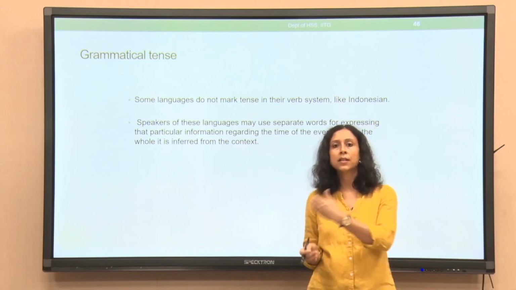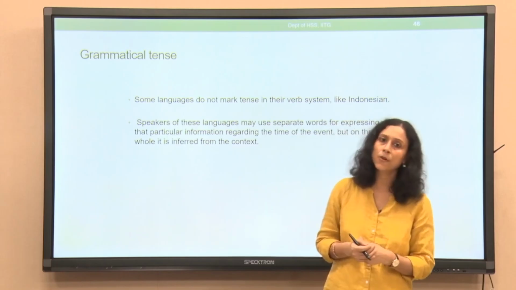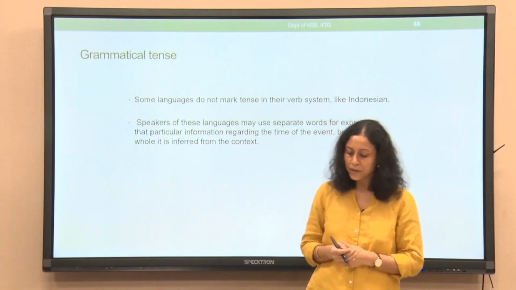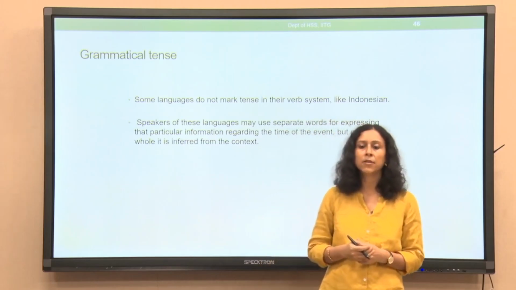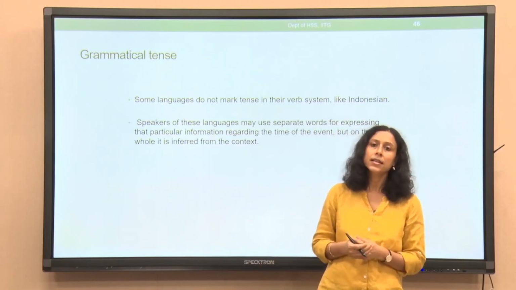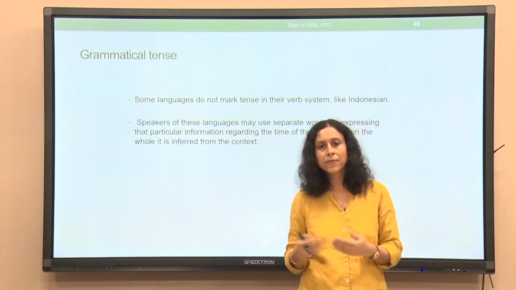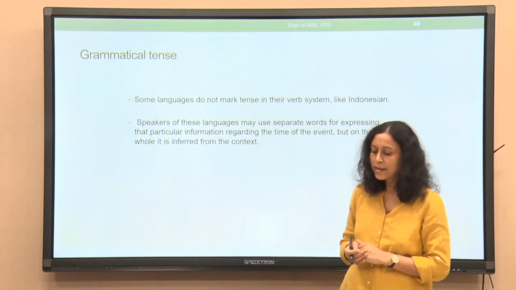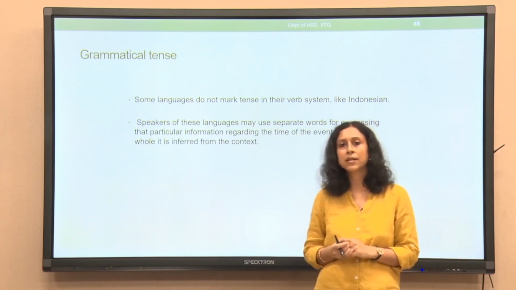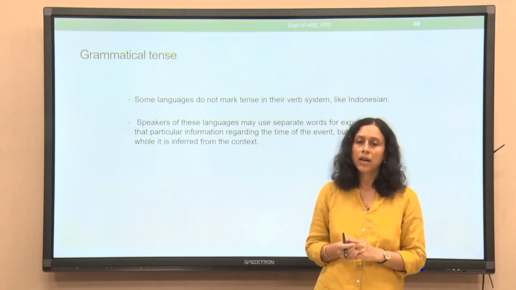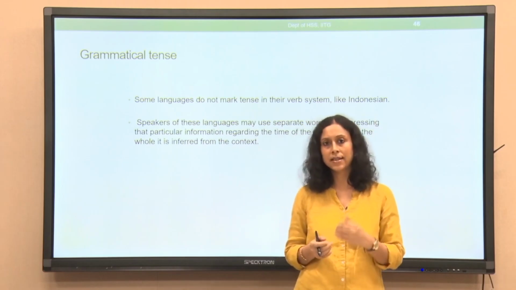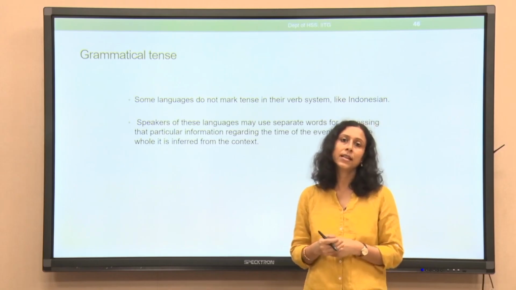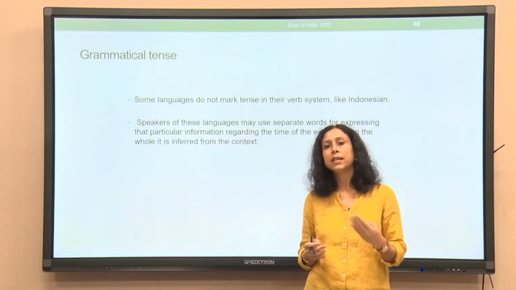There is a past, present and future distinction, but not all languages follow the same way of cutting continuous time into segments. So, that is what we mean by do not mark tense in the verb system. However, that does not mean they do not understand that there is a difference between these three possibilities. What is interesting to see is whether this lack of overt marking of tense makes them look at the event differently.